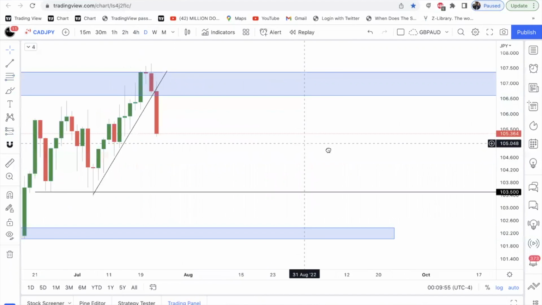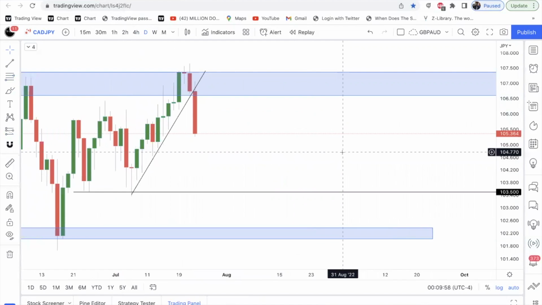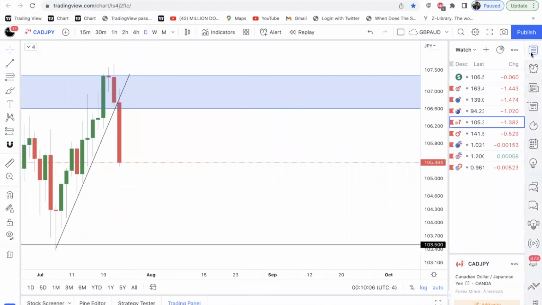You don't want to get caught up in just predicting. We want to react to what price is showing us. Supply and demand, price action, market structure: react once you get around these levels so you can take a confident trade. All right, confident setup.